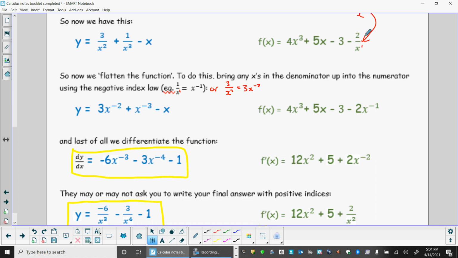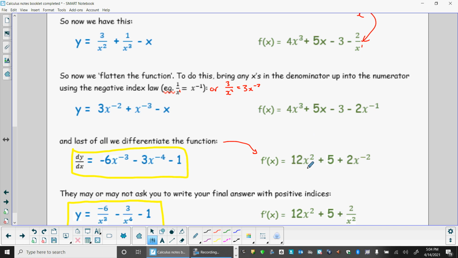So bring that x up and it would become minus 2, x to the negative 1. And now we differentiate this. So this is f of x, and therefore the derivative will be f dash x. So here's the original function, its derivative will be, start with 4 times 3 is 12.